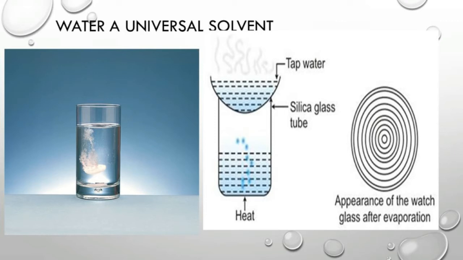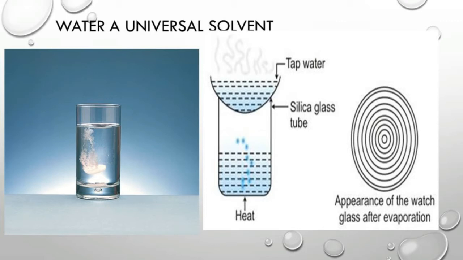Water, a universal solvent. A solvent is a substance which dissolves other substances, that is, solute. For example, in a salt solution, water is the solvent and salt is the solute. Water has a unique property to dissolve more substances than any other solvent. It can dissolve solids such as salt and sugar, liquids such as honey and milk, and gases such as oxygen and carbon dioxide in it. Therefore, it is called the universal solvent.